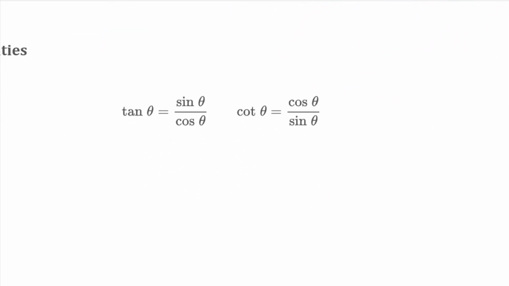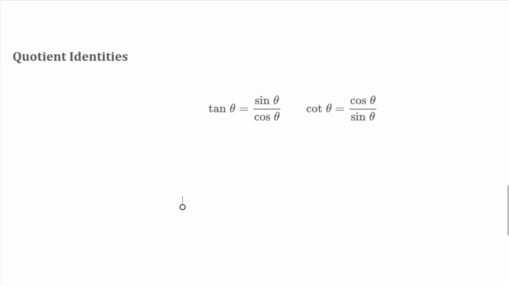Get it locked in. Tangent is just sine over cosine. And then cotangent, that's the reciprocal thing, which means whatever your ratio is, you just flip it over. Take sine over cosine and flip it over, and you get cosine over sine. They're reciprocal functions. So get that one down.